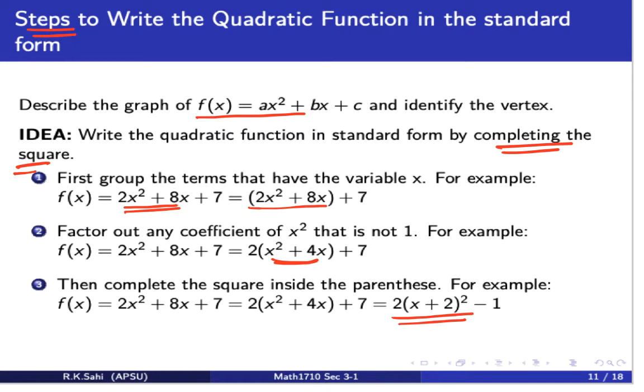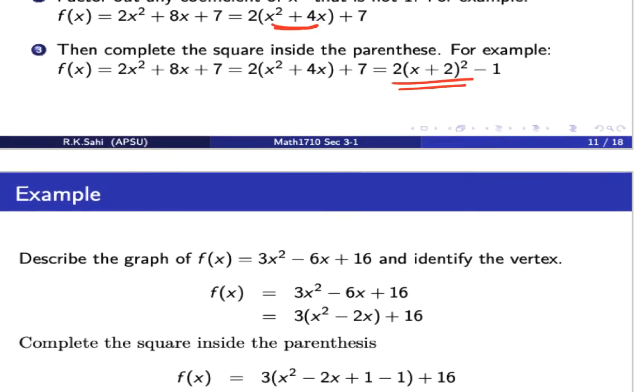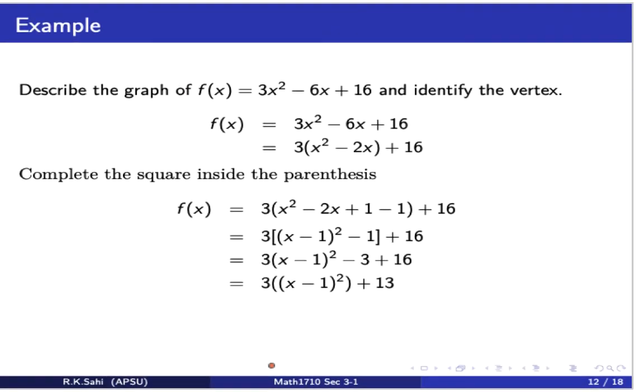Okay, now let's go and do some examples. So we're going to describe the graph of f(x) equals 3x squared minus 6x plus 16, and we're going to identify the vertex. So the first step, we gather the first two terms which have the variable x. In other words, we're going to write this as 3x squared minus 6x. We group them together and put parentheses on either side, plus 16.